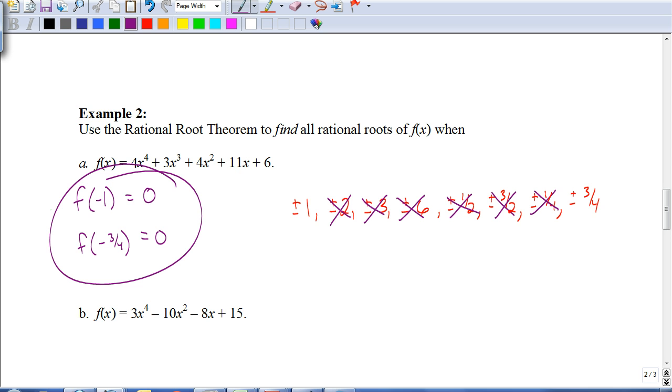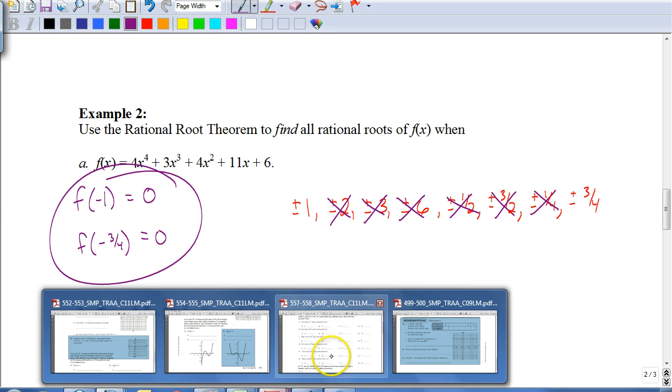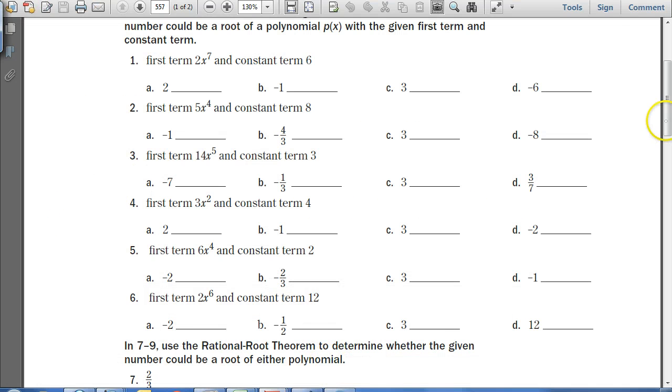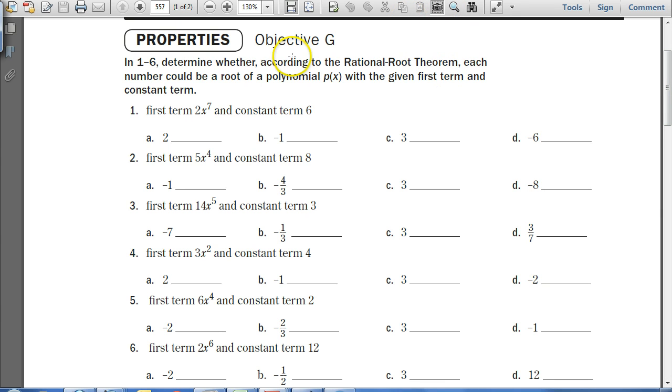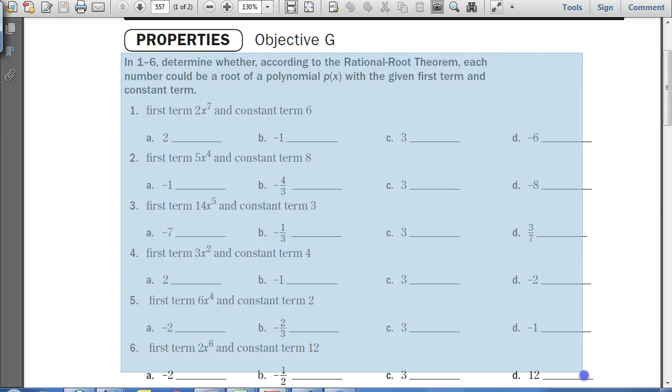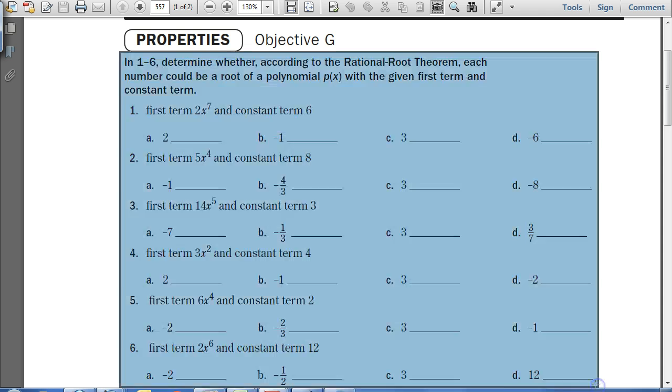Okay, let's look at your assignment. If you haven't done so already, you'll want to print that out or get that out. In this assignment, it starts out by asking us these questions. It says, determine according to the rational root theorem if each number could be a root of the polynomial with the given first term and constant term. So let's look at a couple of these examples.